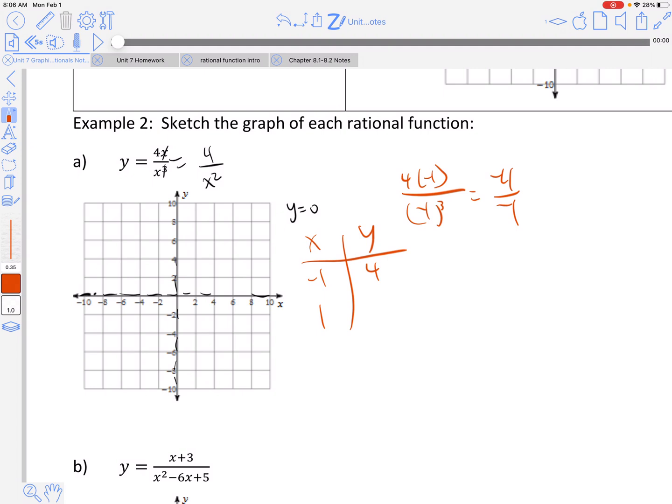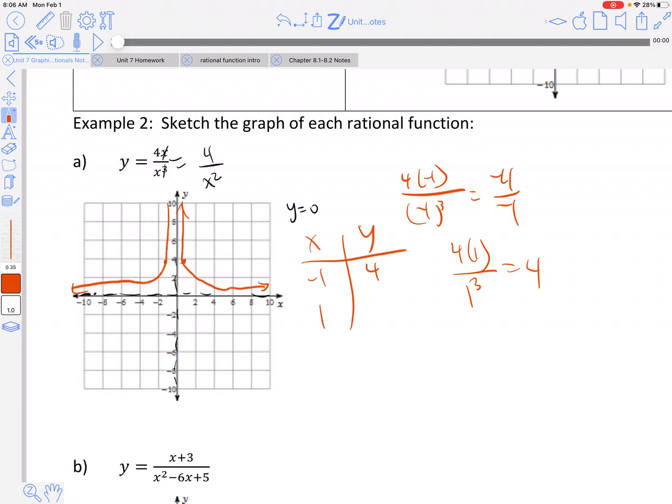When I plug in the 1, 4 times 1 over 1 cubed, I'm going to get 4 divided by 1, which is 4. So at -1 we're at 4, and at 1 we're at 4, which means the graph must follow in on this side in order to hit that point, and in on this side in order to hit that point.